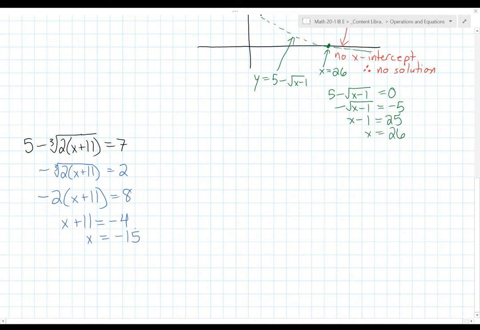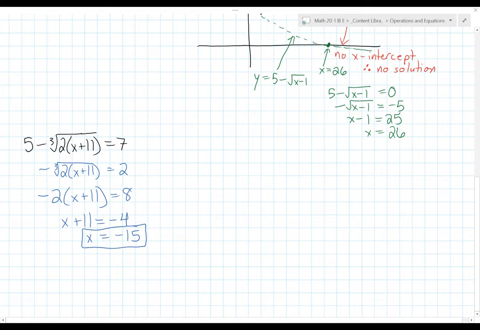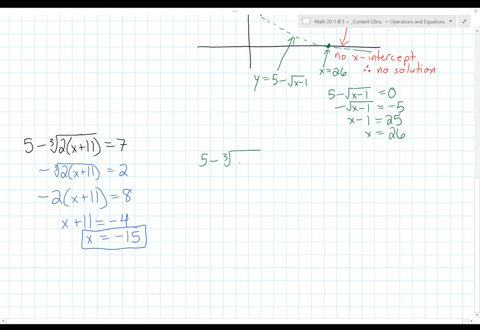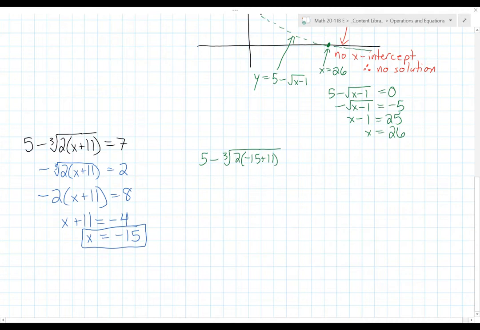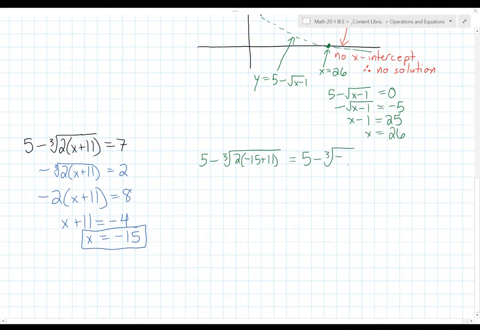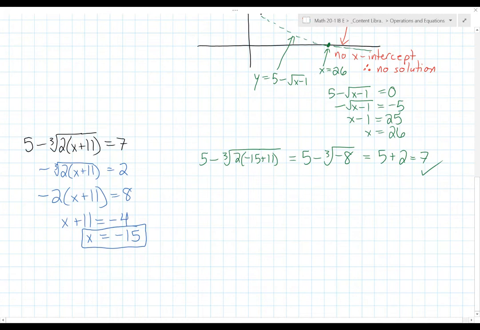You don't really have to check cube roots because extraneous roots don't happen, but it's not bad practice. So if I say 5 minus the cubed root of 2 times negative 15 plus 11, well, negative 15 plus 11 is negative 4, which means this is 5 minus the cubed root of negative 8. So in other words, 5 plus 2, which is 7. So that is a correct answer.